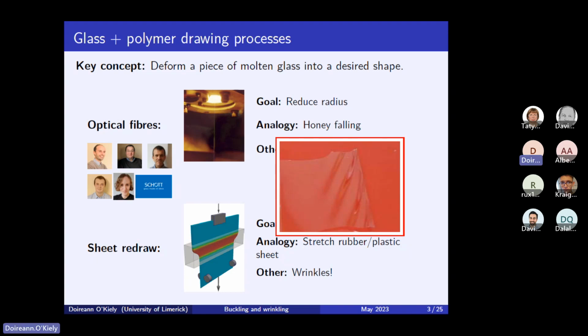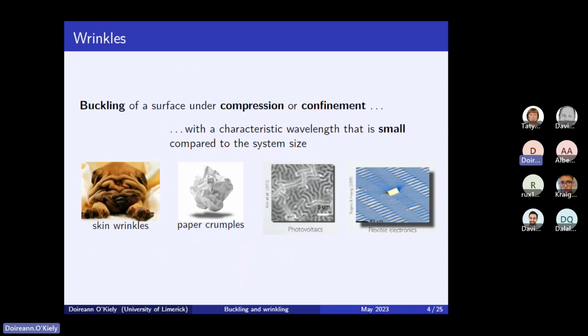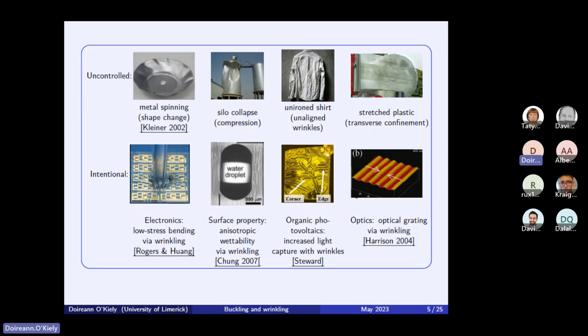Okay, so those are two examples of situations where wrinkles happen and it's undesirable. But wrinkles aren't always undesirable. You can think of lots of different situations where wrinkling or buckling happens in an uncontrolled way or in an intentional way. So this metal spinning, that's unintentional. If you have something collapse or buckle in a support structure, that's bad. And I mentioned this stretched plastic, and again, that's typically not intentional. But there are situations where buckling or wrinkling is desirable.